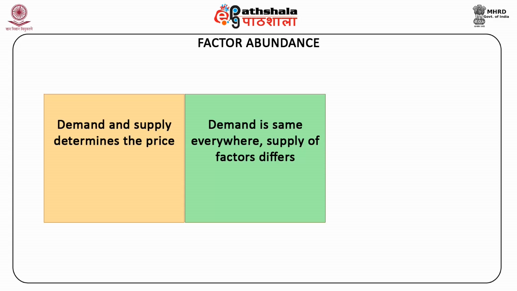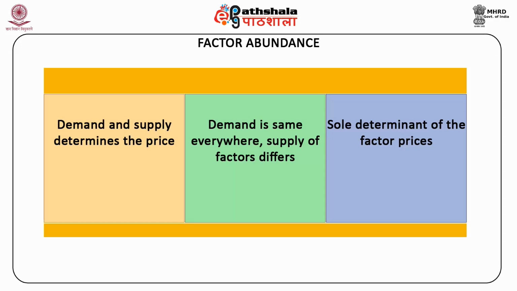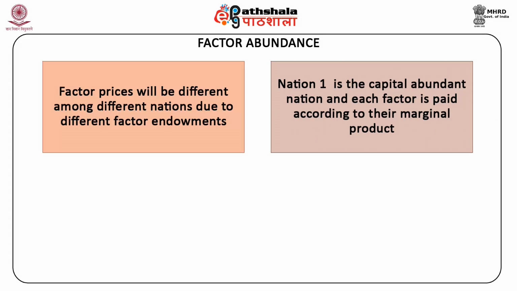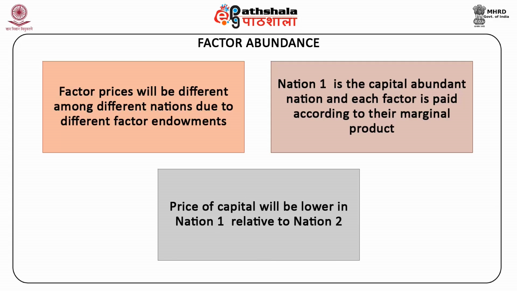Hence, it becomes the sole determinant of the factor prices. Factor prices will be different among different nations due to different factor endowments. As studied above, nation 1 is the capital abundant nation and each factor is paid according to its marginal product, so that the price of capital will be lower in nation 1 relative to nation 2, where labor will be cheaply available as it is a labor abundant country.